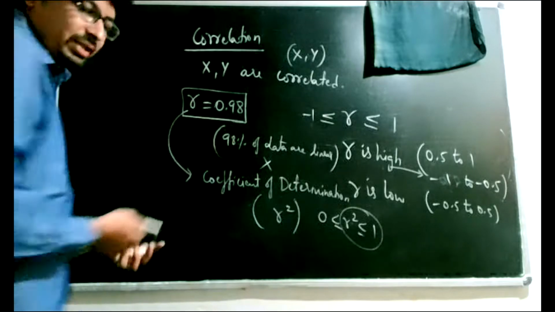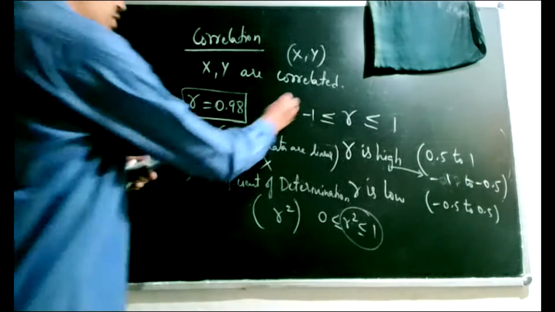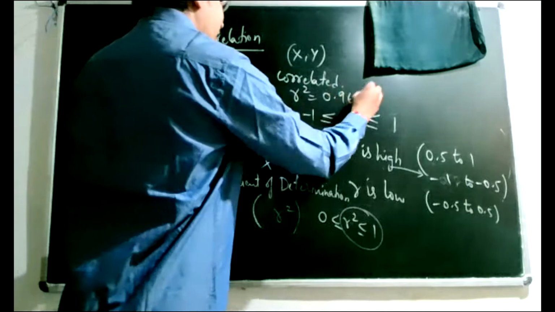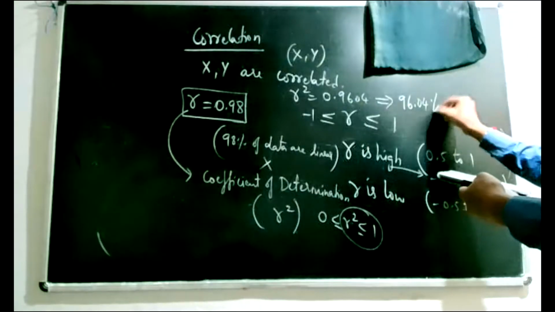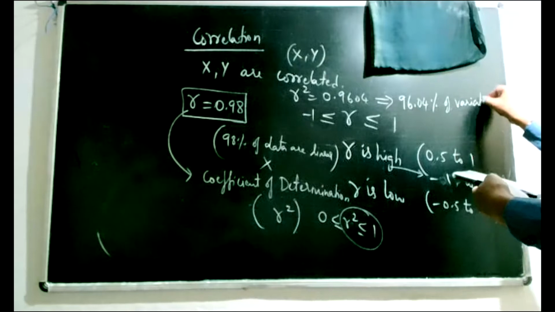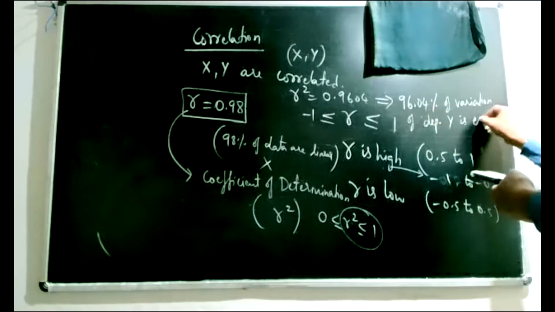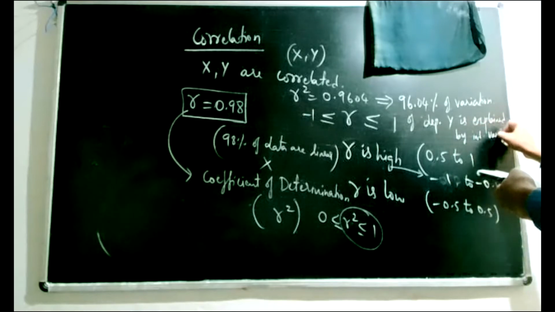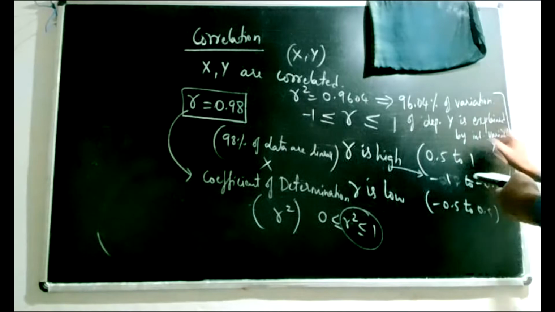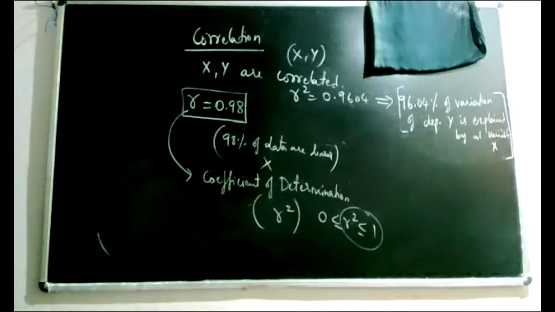Let me take R as 0.98. If I obtain the square of that, R squared is 0.9604. This indicates 96.04% of the variation of the dependent variable Y is explained by your independent variable X. This is the best conclusion you can draw. So 96% of the variation observed in Y is explained by X.